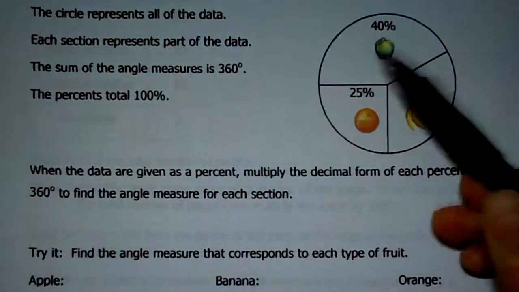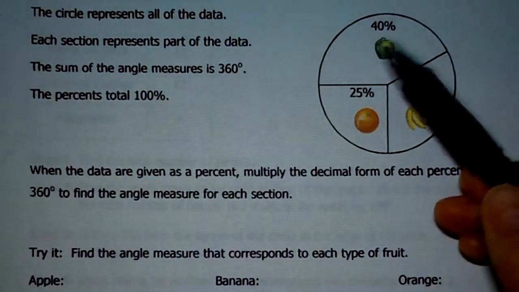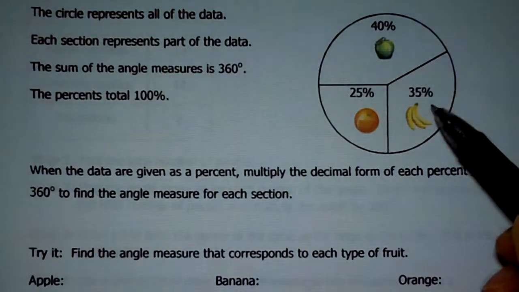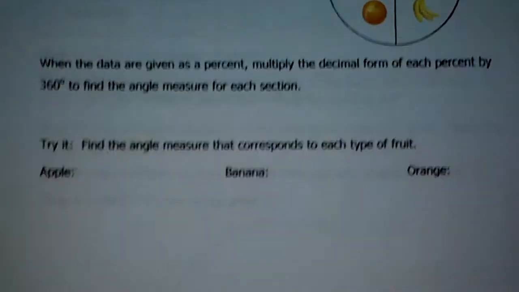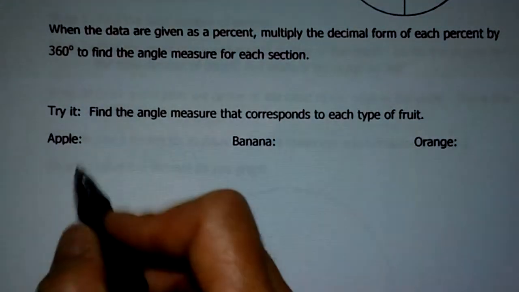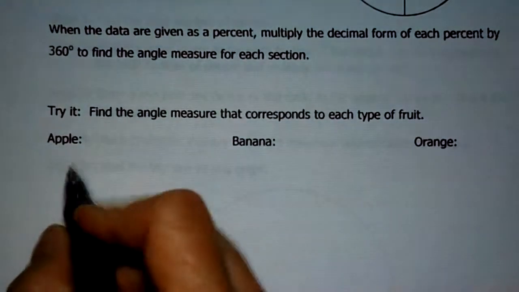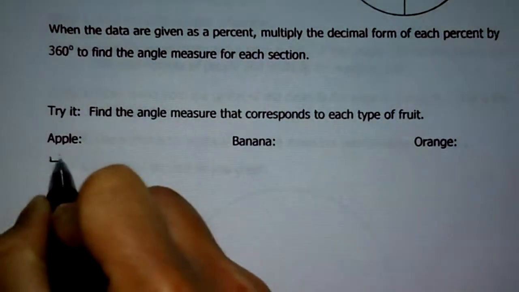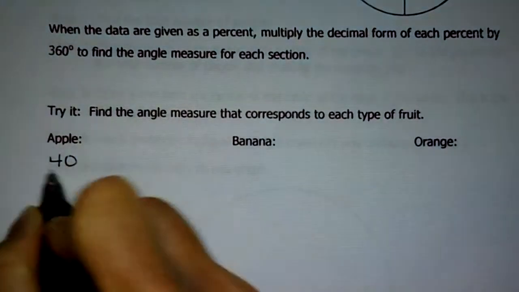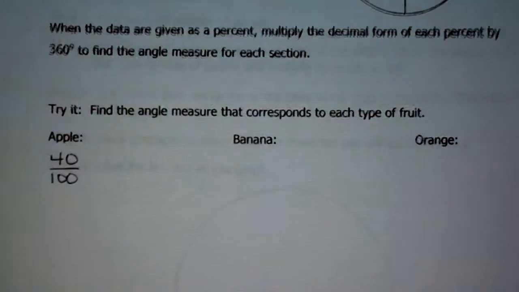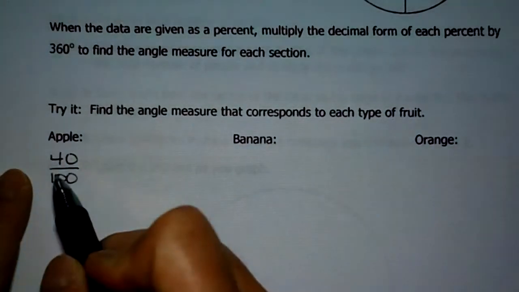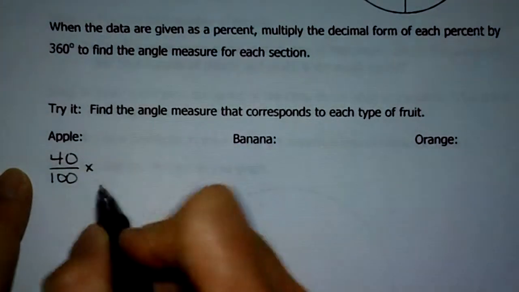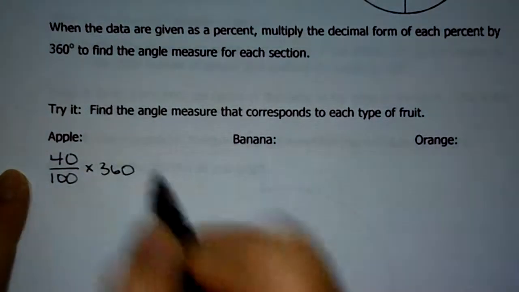So this is what I'm talking about, in case this isn't making any sense. In looking at this, I want to know how many degrees are represented by the apple, how many degrees are the bananas, how many degrees are the oranges. All you have to do is take the decimal form of each percent. So apple is 40%, right? 40% means 40 out of 100, right? That's how you change a percent into a decimal. You divide it by 100. So this will give me the decimal form of the percent, and then we're going to multiply that by 360.